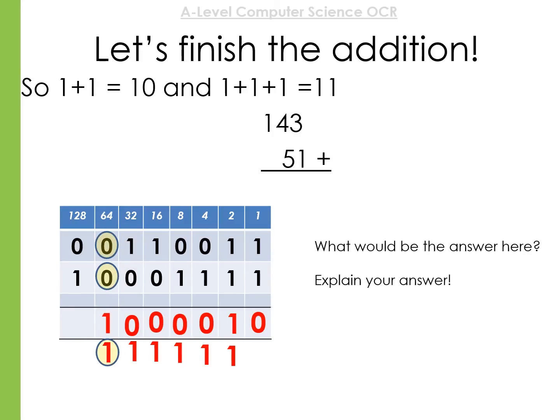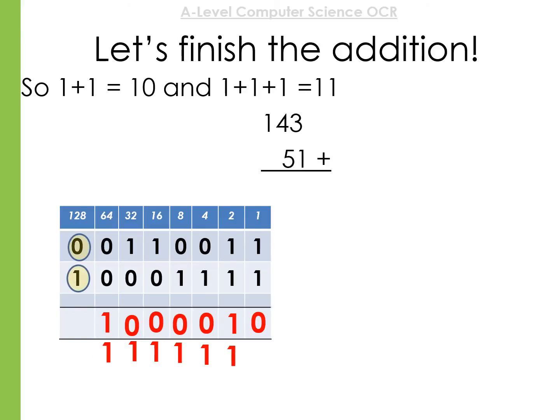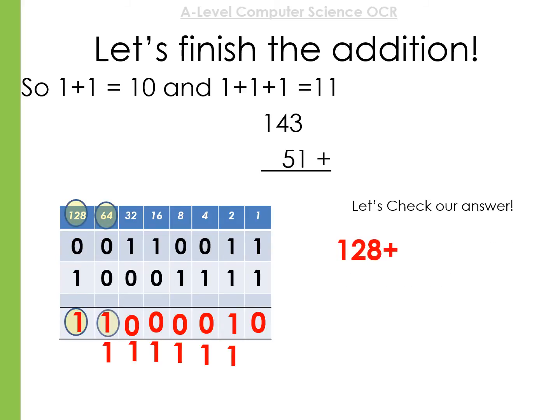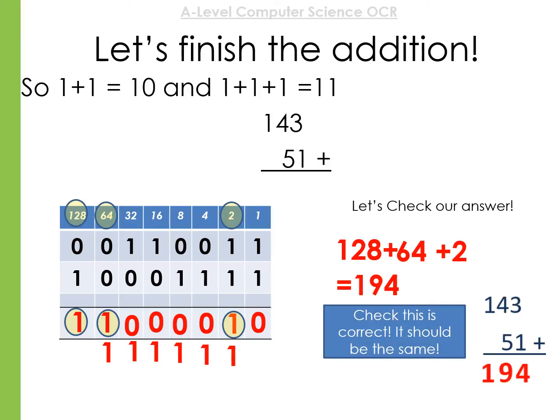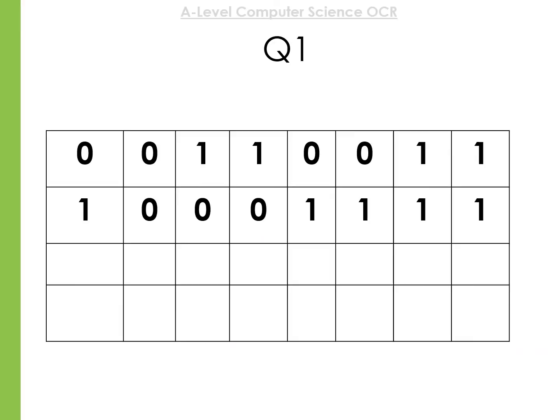This time we have 0, 0 and 1. That's only 1, so we can just put a 1 in our answer. And finally, 0 and 1 gives us 1. Now, it's always worth checking in the exam that this is correct. So to check your answer, I recommend adding up the values which have a 1 in the final answer. 128 plus 64 plus 2 is 194. This is correct. And I want you to try this question on your own.